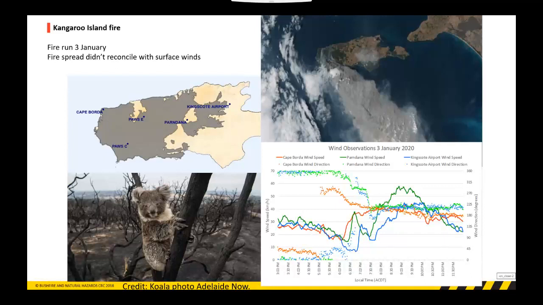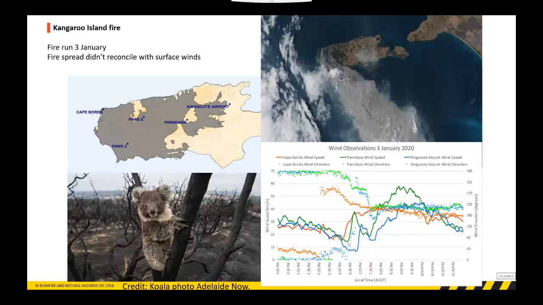The main fire run was with a synoptic change on the 3rd of January, and a reconstruction that was done of this fire by one of the best fire behaviour analysts in the country couldn't reconcile the direction and the speed of the surface fire spread with the surface winds. And the reason for that, of course, is that the fire wasn't just being driven by the surface winds, it was being driven by the winds above the surface, which were quite complex as the synoptic change went through.